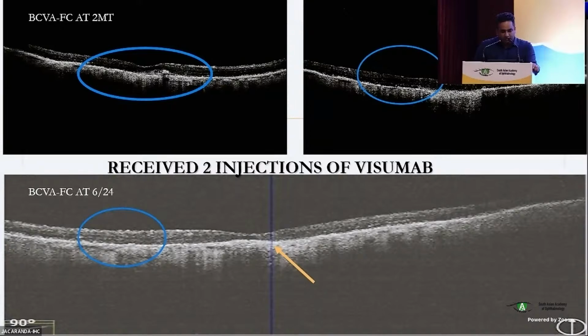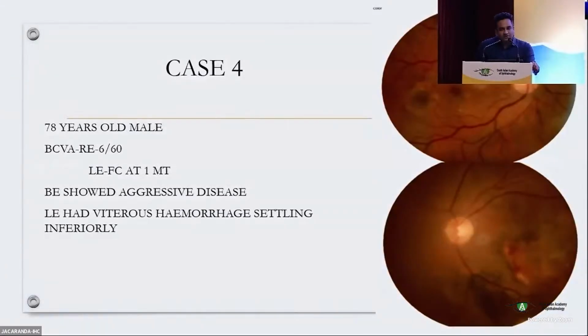After receiving 2 injections, the lesion almost flattened out, and there was subtle subretinal fluid at the baseline, but now we have seen drying up of this fluid also. Now, this patient is on. This is an interesting case.